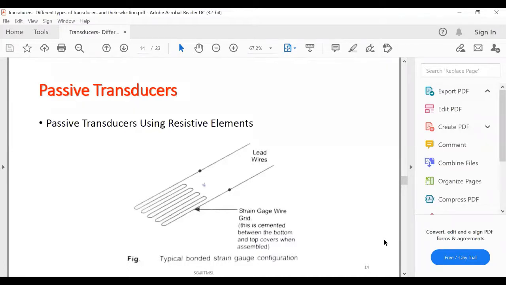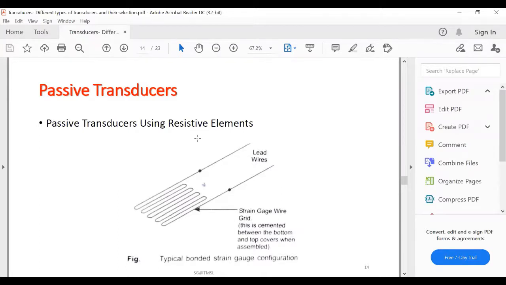Okay. So, passive transducers using resistive elements. Basically, resistive elements that change their resistance as a function of a physical variable can be used as a transducer for that particular variable.